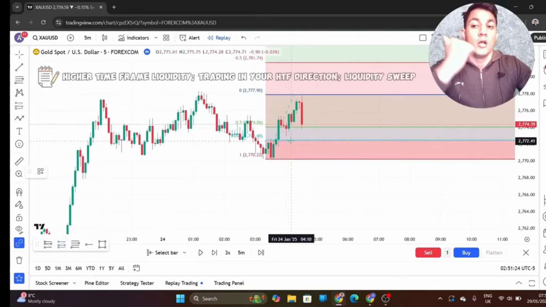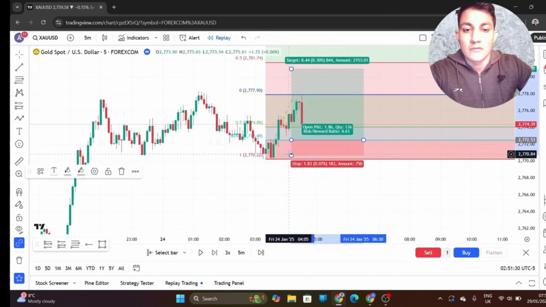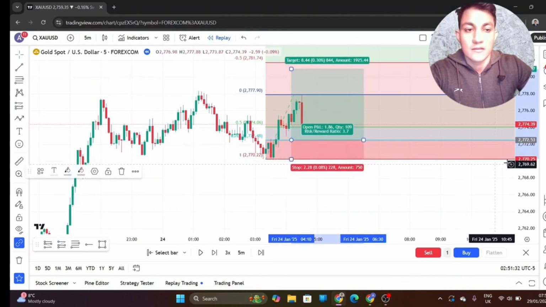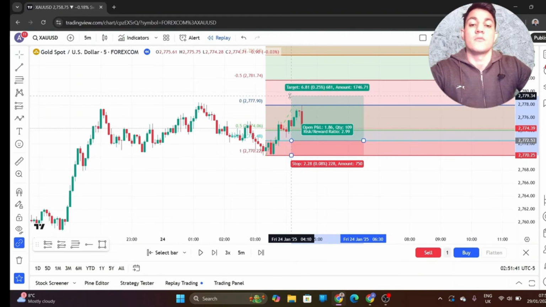As long as you've got liquidity on the higher time frames, you're trading in that direction, and you've got your liquidity sweep. So we're gonna enter at the 0.705 level, stop loss at the low, like this. And for me personally, I just target a 3 risk reward ratio, like that, right? Nice, easy trade. You guys got the point with your 3 risk reward ratio, nice and easy.